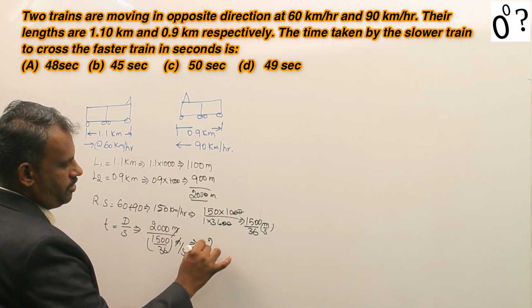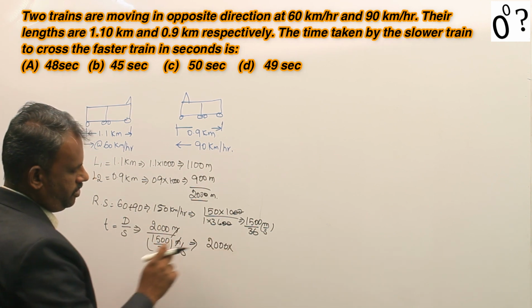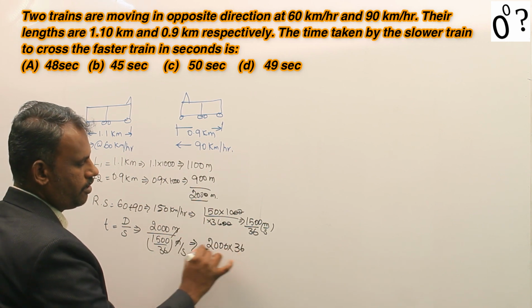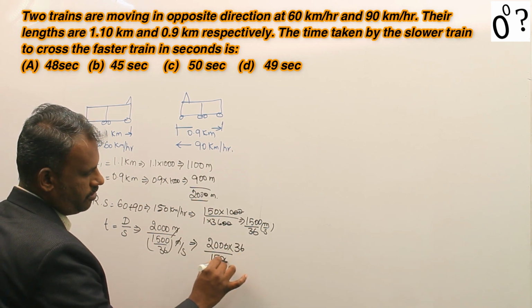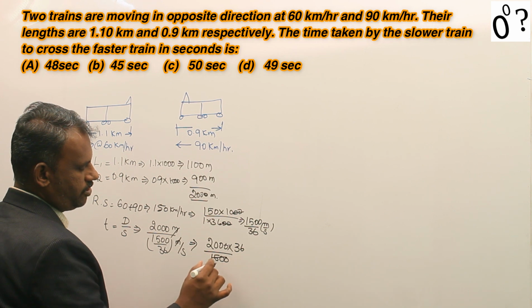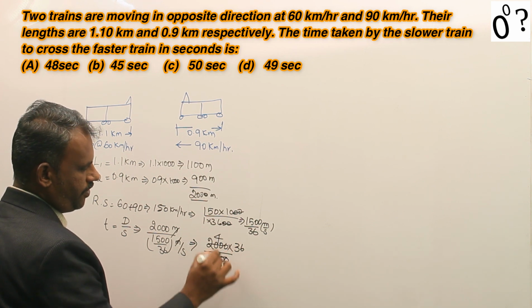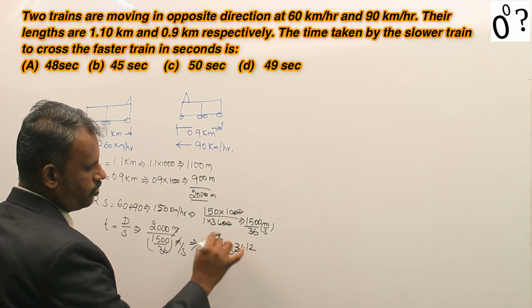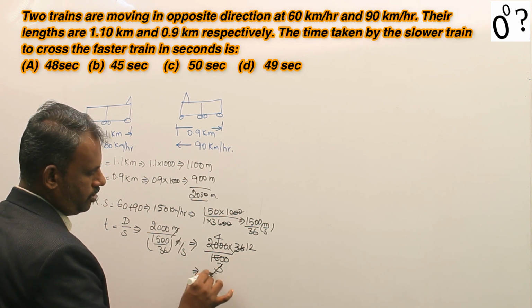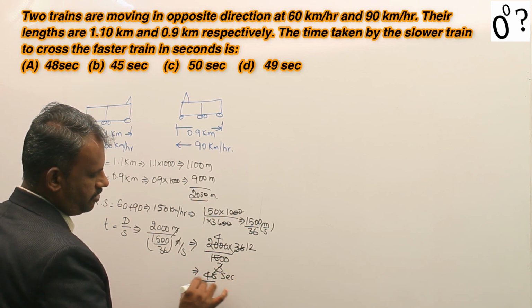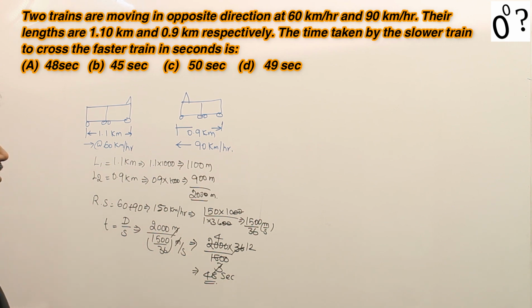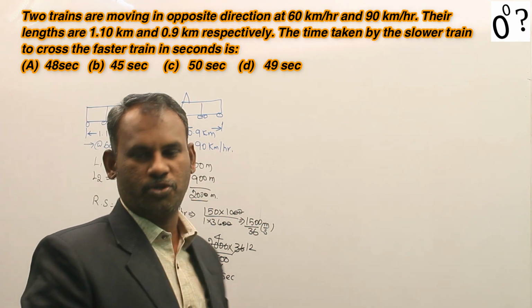So the final answer is equal to 2000 into 36 goes to the numerator, and this is 1500. If you cancel, we get 4 into 12, which is equal to 48 seconds. This is the answer, 48 seconds. Okay, so let's see the next question.